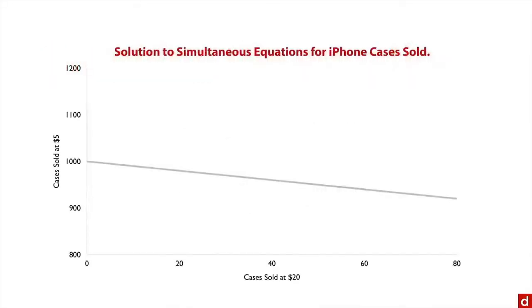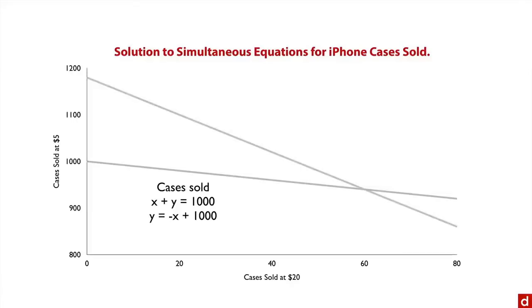So here's the first line. This indicates cases sold. It originally said X plus Y equals 1,000, but we rearranged it to Y is equal to minus X plus 1,000. And so that's the line we have here. And then we have another line which indicates earnings. And this one was originally written as $20 times X plus $5 times Y equals $5,900 total. We rearrange that to Y equals minus 4X plus 1180. That's the equation for the line.